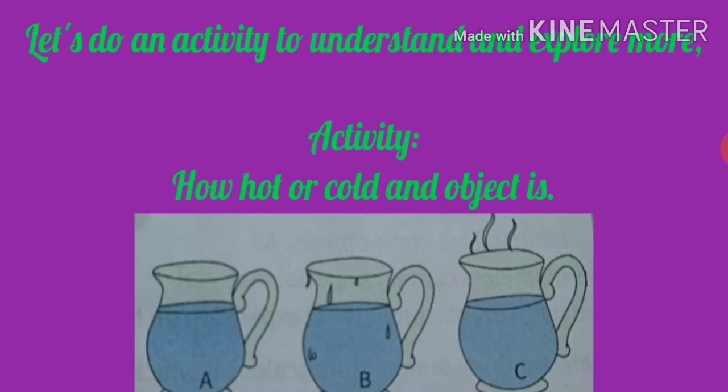Okay. Now remove your fingers from both the tumblers and dip them together in tumbler A. अब आप B और C से अपने फिंगर निकालेंगे और दोनों फिंगर को आप किस में डालेंगे? A में डालेंगे. Now notice the feel of touch on the finger of your right and left hand. What observation will we get?